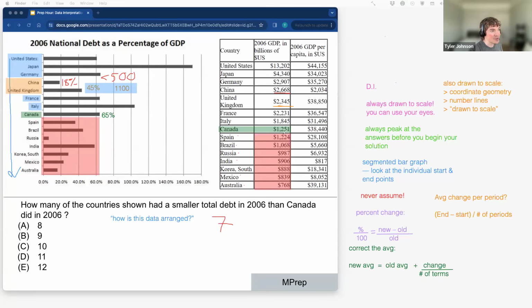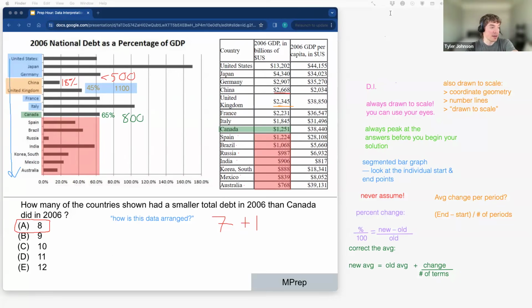Versus Canada, if it's 2/3 of 1,200, be more like 800 over here. And again, I'm resisting that urge to get out the calculator and know the exact value. Things are typically not going to be that close on the GRE. You're going to have enough wiggle room here that the back of the napkin math is okay. So China, we found another one. So it's the 7 countries below Canada plus China above. That gives us a total of 8. So our answer is A.